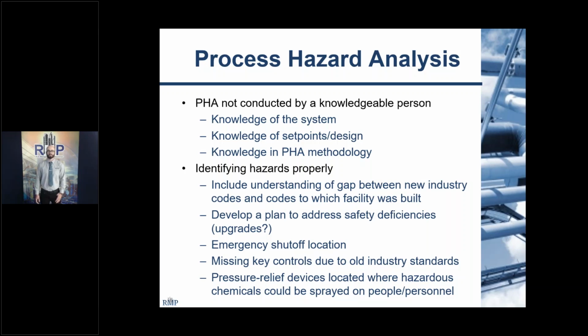A few key things to look out for are your emergency shut-off location. You want it easily accessible, and you want to make sure that your employees are trained and know how to respond during an emergency. You want to make sure that any controls from old industry standards aren't missing, and you want to make sure that your pressure relief devices are located in an area where they're not going to spray down employees, people, personnel. You want to make sure that it's in a safe area.